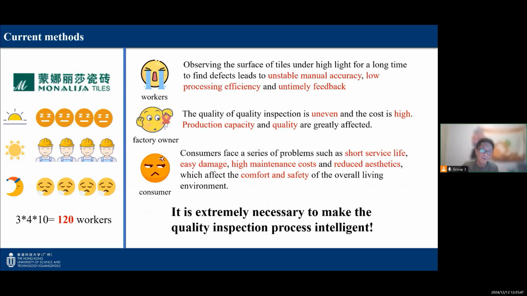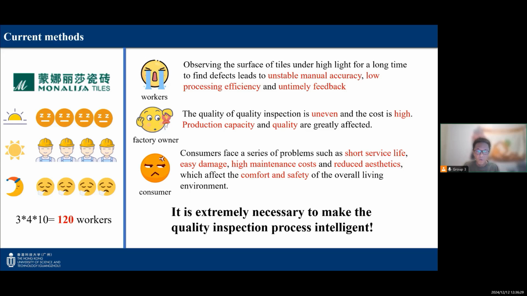Let me give an example. In Mona Lisa tiles, they have 10 production lines. Every procedure of the line needs 4 workers, and this means that they need over 100 workers in their company just to finish this project. For workers, they observe the surface of tiles under high light for a long time to find defects. This leads to unstable manual accuracy, low processing efficiency, and untimely feedback. Most importantly, their eyesight is not very good.